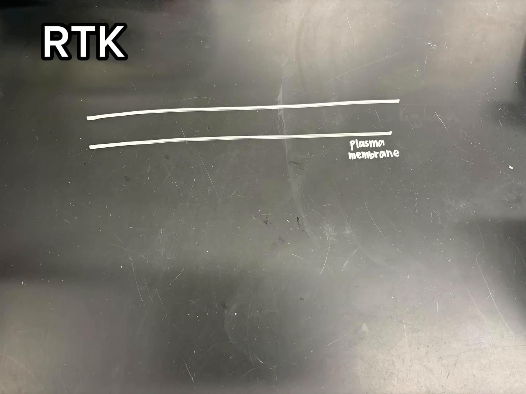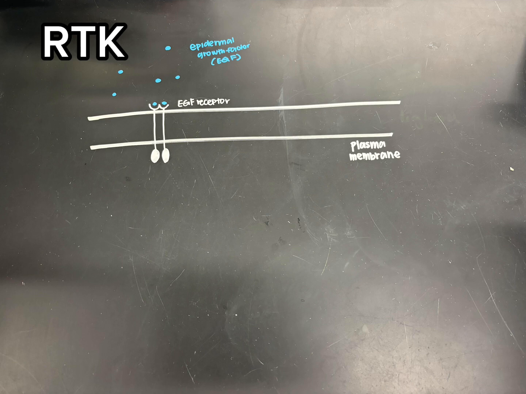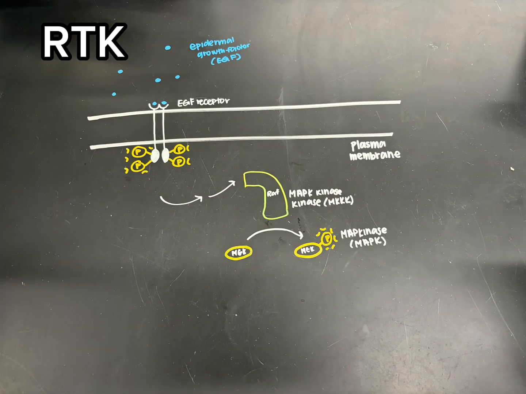It all begins with the RTK signaling pathway, otherwise known as the receptor tyrosine kinase. In this kind of signaling, the ligand, which in this case is the epidermal growth factor EGF, binds to the EGF receptor. In doing so, it activates the RAF and triggers a phosphorylation cascade, which activates MAPK kinase. Then it activates MAPK kinase, which then activates MAP kinase in the cascade.